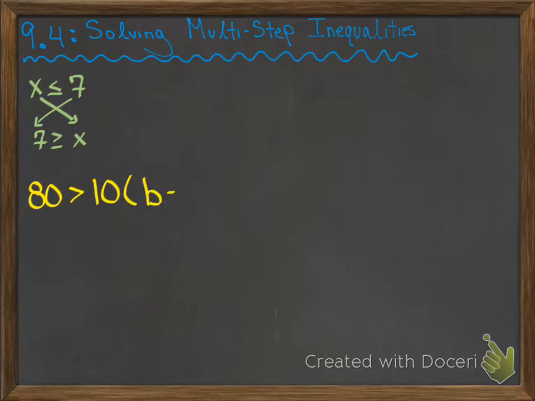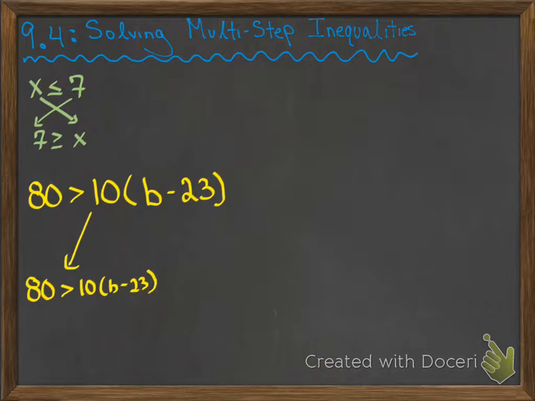Let's say I give you 80 is greater than 10 times the quantity b minus 23. A lot of you don't like having that variable on the right. So I'll show you how to do it both ways, and we'll see you get the same answer. The first example, we'll leave it as it is. The second example, we'll flip-flop the order. So I changed the sides of the inequality. I rotated them, so I flipped my symbol. I changed it from a greater than to a less than symbol to reflect that change.